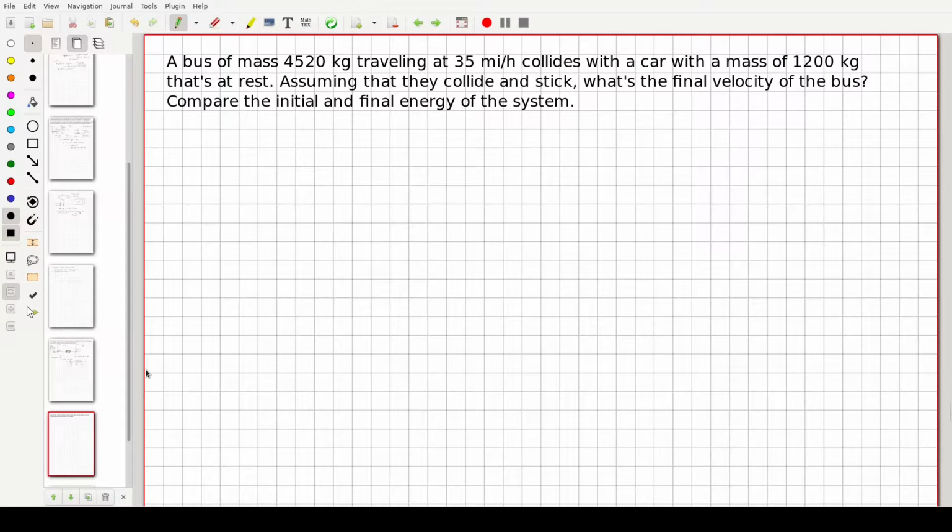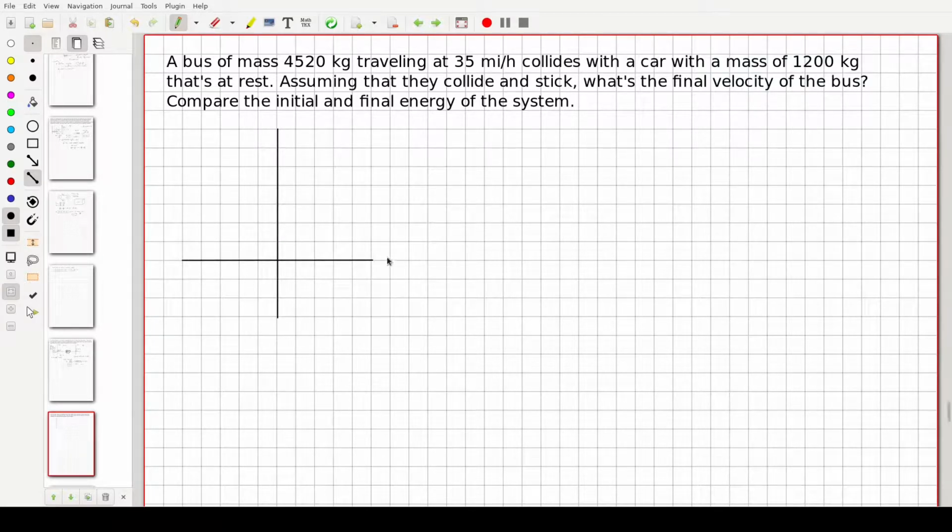Now, here's another example. A bus of mass 4,520 kilograms is traveling at 35 miles per hour, and it collides with a car that has a mass of 1,200 kilograms that's at rest. We'll say maybe it's sitting at neutral at a stoplight or something like that. Assuming that they collide and stick, what's the final velocity of the bus? And I'd also like to compare the initial and final energy of the system. Okay, so again, we draw a picture. We have a before and we have an after.